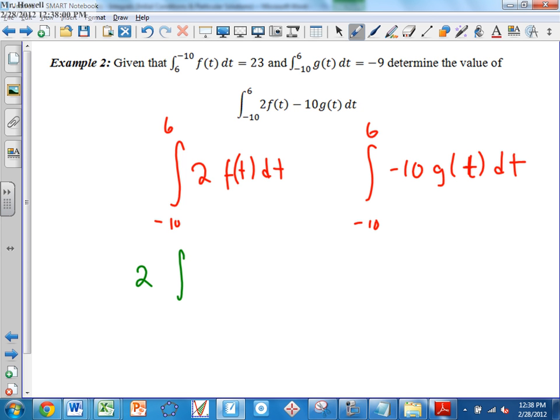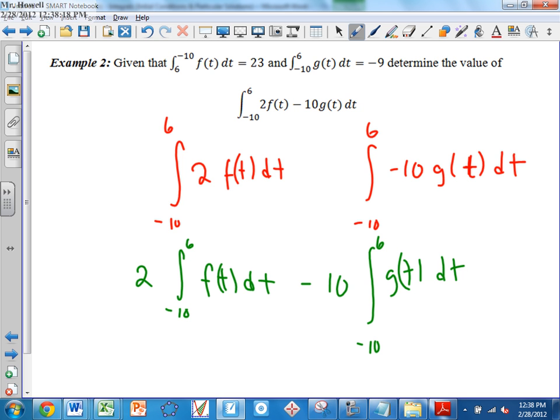I separate. Remember we just talked about separation, guys? I'm separating them with the negative 10 there. So 2 times f of t dt. We're using all of our laws that we just learned and applying them here. This is going to be minus 10 integral negative 10, 6, g of t, dt. Okay? Again, if you can go from the first line to the third line, please do it.